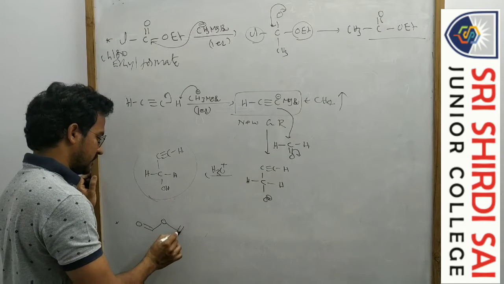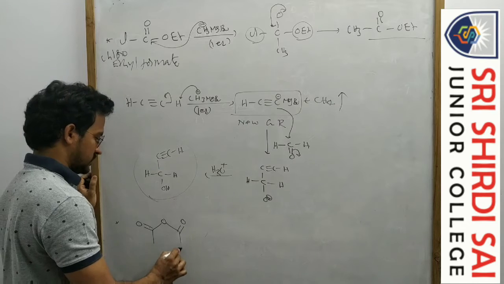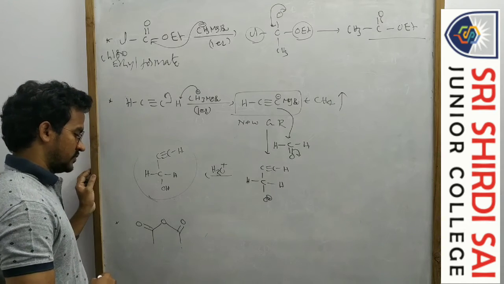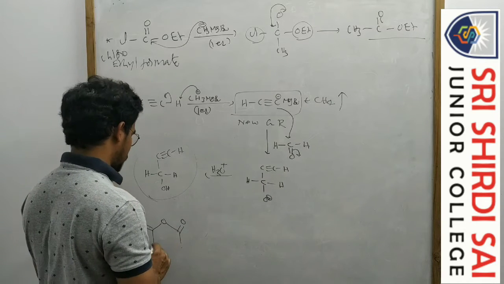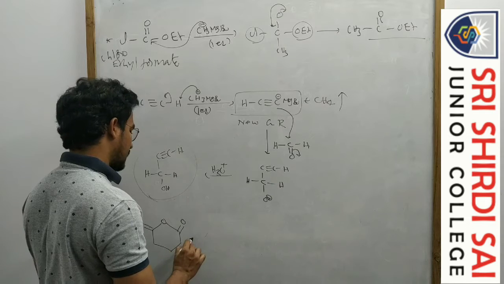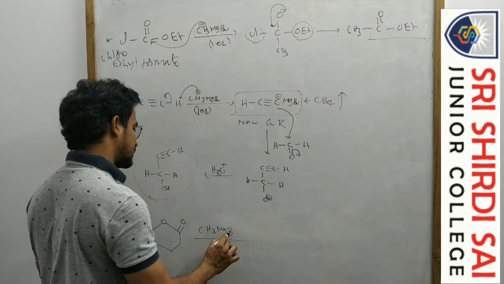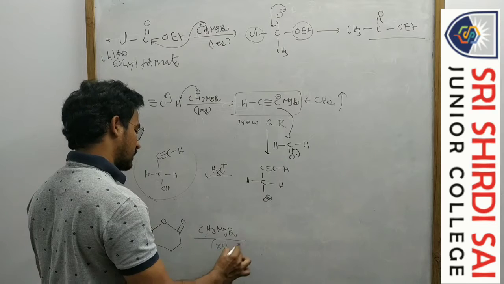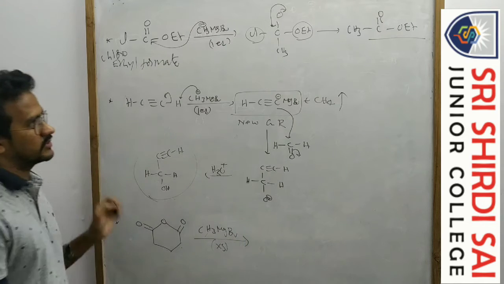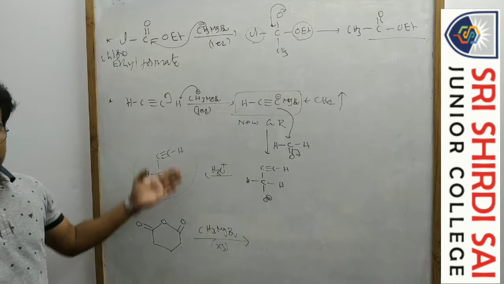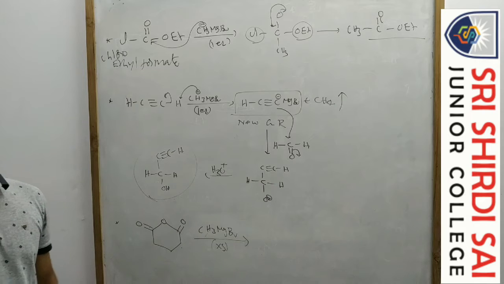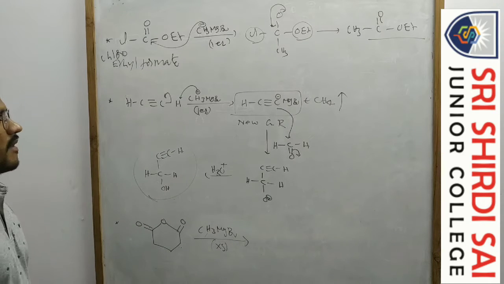This is an anhydride. This anhydride, for example a cyclic anhydride, I am treating with methyl magnesium bromide, excess methyl magnesium bromide. So write the product. First, take this one.